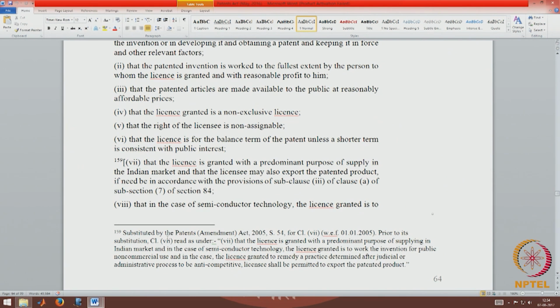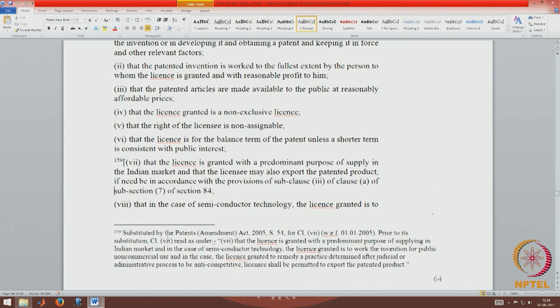3. That the patented articles are made available to the public at reasonably affordable prices. So, the price is something which the controller can fix in these proceedings. 4. That the license granted is a non-exclusive license. So, the compulsory license is a non-exclusive license. If others file similar compulsory licenses on the same invention, the patentee can give further such non-exclusive licenses. An exclusive license is granted to just one person.